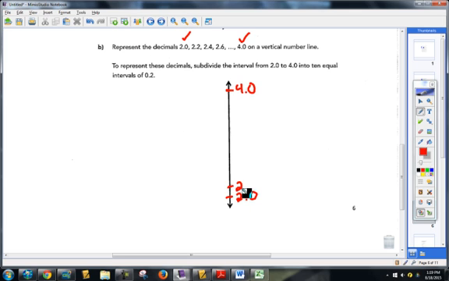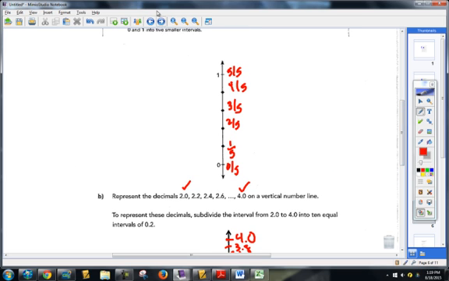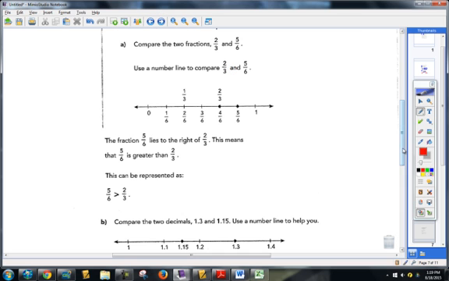So we're going to go 2.2, 2.4, 2.6, 2.8, 3.0, 3.2, 3.4, 3.6, and 3.8. Kind of got smashed in there, but you get the point. So that should have been relatively easy, I believe, for you guys. Go to the next page.